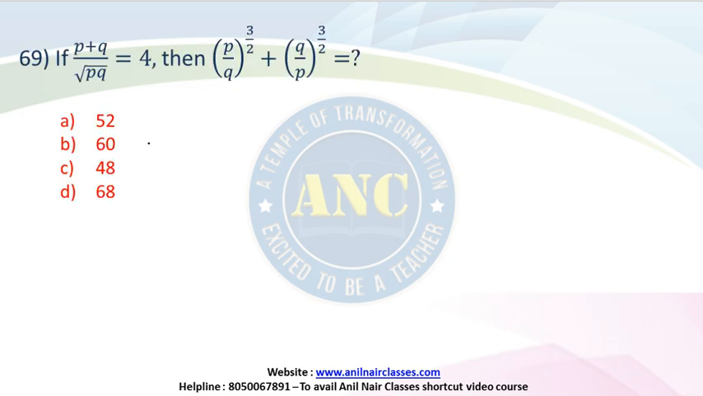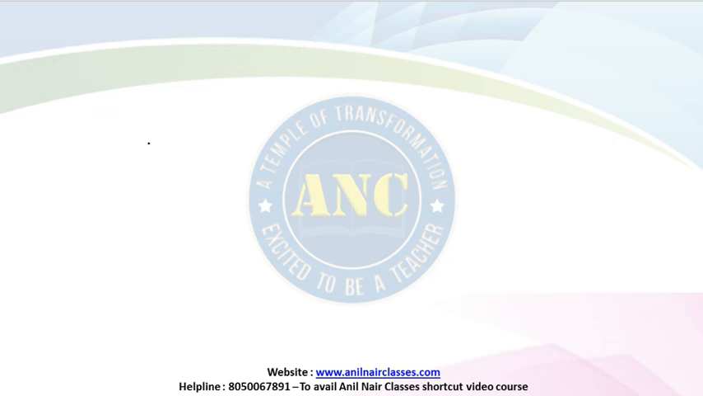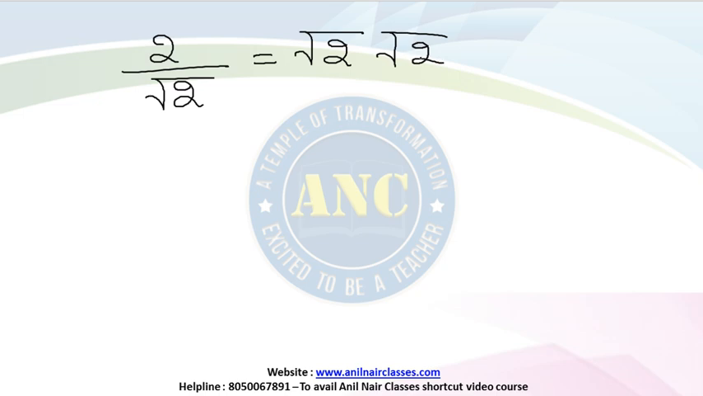See the next question, sir. I am sure that you know this. In my previous questions also I took this, and basically you should know this, sir. This is nothing but 2 divided by root 2. So 2 can be written as root 2 into root 2, whole thing divided by root 2. So 2 by root 2 can be written as root 2 directly.